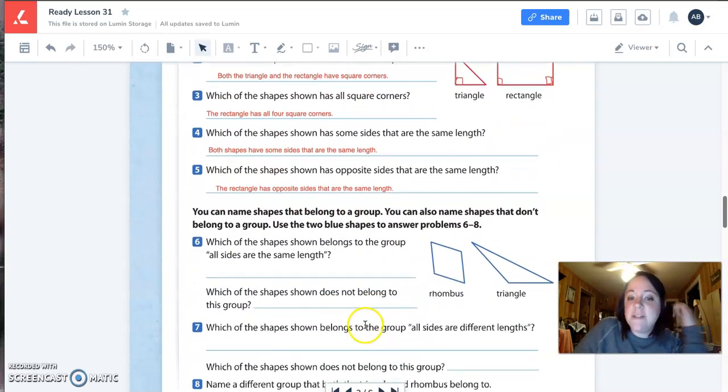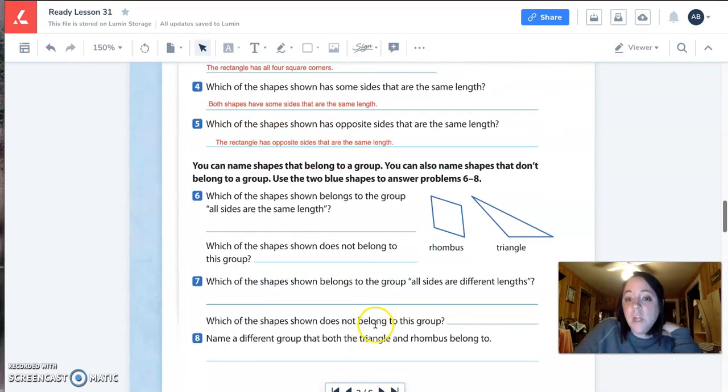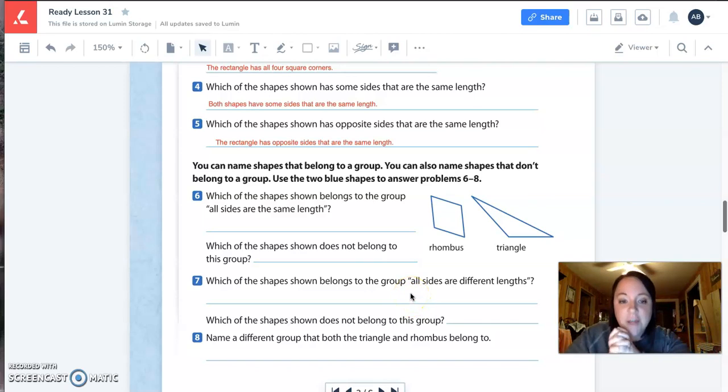You can name shapes that belong to a group. You can also name shapes that don't belong to a group. Use the 2 blue shapes to answer 6 through 8. Which of the shapes shown belongs to the group all sides are the same length? Is it the rhombus or the triangle? Let's look at them. Do these all look the same length? No, they don't. Do these all look the same length? Yes, they do. So let's write it in there.